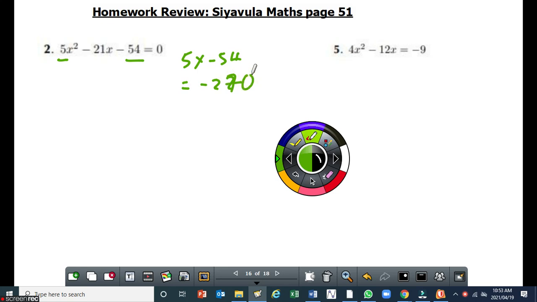Okay? Then you need to find two factors of negative 270 such that they add up to negative 21. So which two factors of minus 270 add up to minus 21?